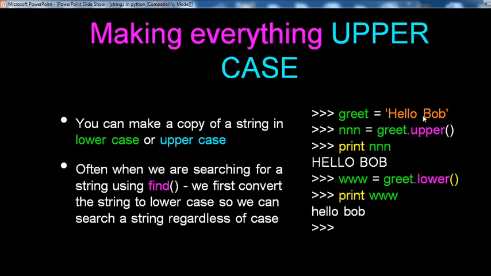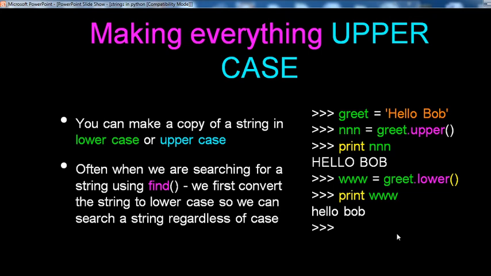For example, greet equals 'Hello Bob', with a capital first letter only and the remaining letters small. NNN equals greet dot upper. Print NNN, and whatever your string is, it is automatically converted to capital letters. Again, if you want the same string in lowercase, use WP equals greet dot lower, and print WP displays 'hello bob'. Okay, that is upper and lower.